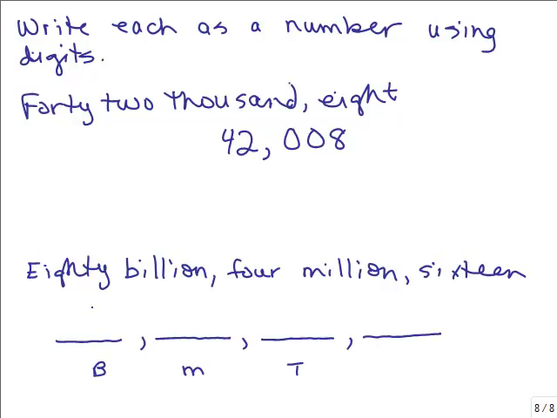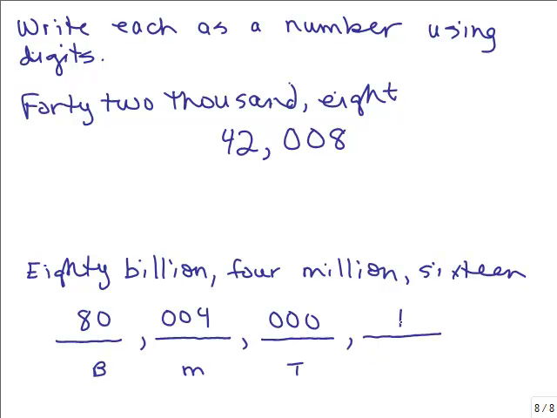So in the billions place, we have to write the number 80. In the millions place, we have to write the number 4. Now remember, we have to write that with 3 digits. So how would I write 4 with 3 digits? 004. Next place is the thousands. There's nothing in the thousands place, so how would I write that using 3 digits? And then lastly, just the number 16. How would you write that with 3 digits?